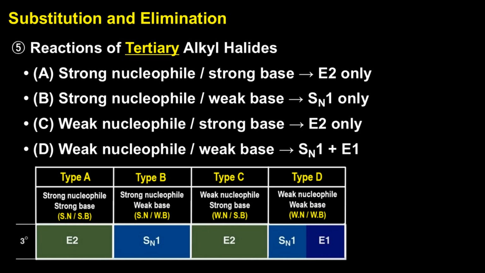If the nucleophile is weak but the base is strong, we go back to E2. Even without a direct attack on carbon, the strong base can remove a beta hydrogen and drive elimination. And when both are weak, we see a mixture of SN1 and E1. The reaction proceeds through a carbocation intermediate, and depending on the conditions, both substitution and elimination products may form.